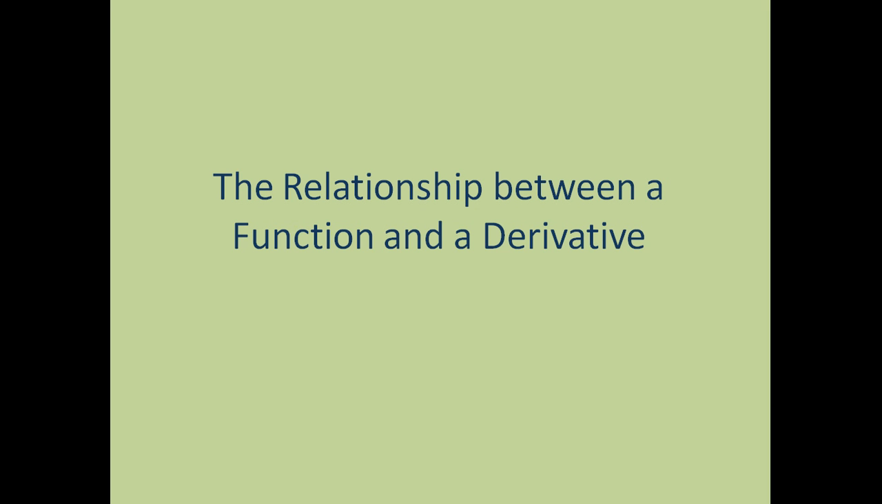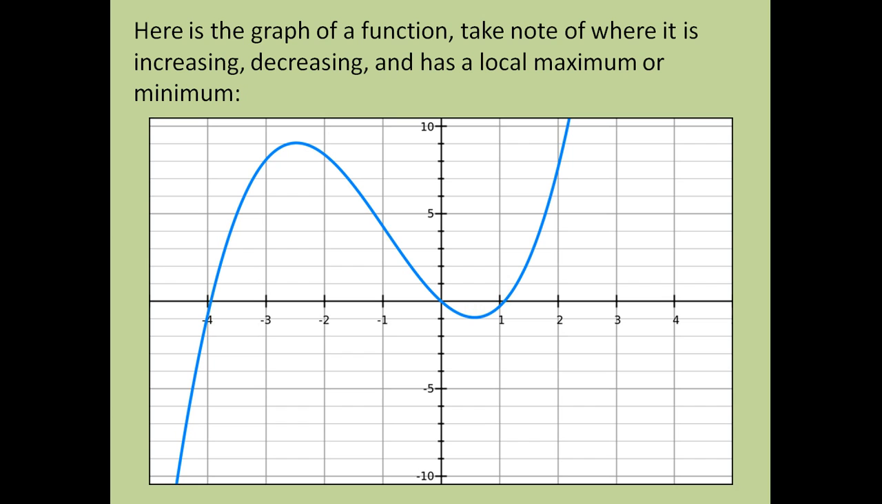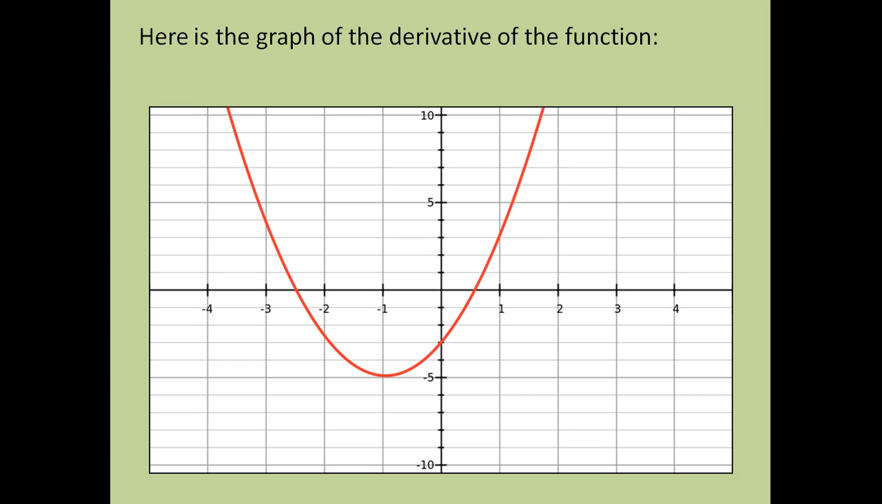Now we're going to learn about the relationship between a function and a derivative. So we have the graph of a function, and what we're going to be looking at is where the function is increasing, where the function is decreasing, and where it has a local maximum or minimum. This is the derivative of the function.